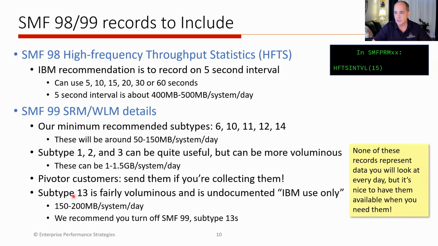The main thing I would also recommend, as it says here, concerns SMF 99 subtype 13. At the very least, if you do have the 99s turned on, make sure you specifically disable the SMF 99 subtype 13s. I'm not even sure why they're there. Obviously, they're 99 records, but they are IBM internal use only. The mappings are not available, and they're very, very high volume records. I don't know of anybody who looks at them other than IBM during debug. I would say keep those turned off. Don't waste your SMF processing on the 99 subtype 13s.